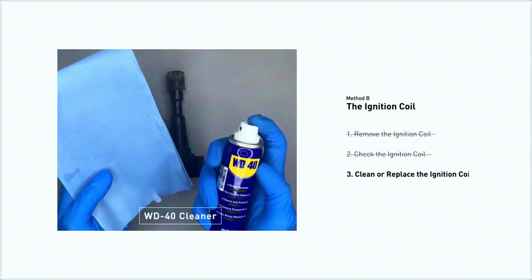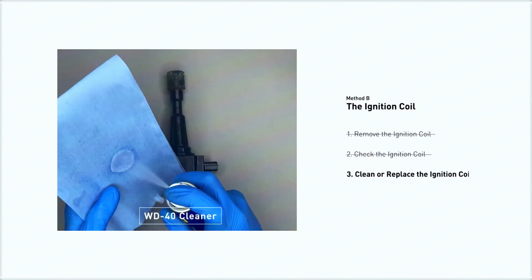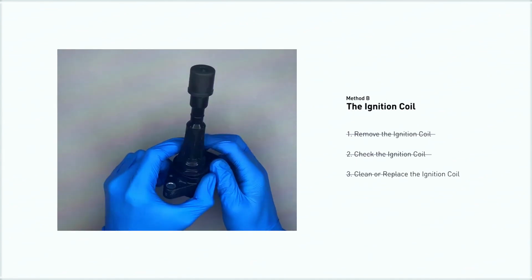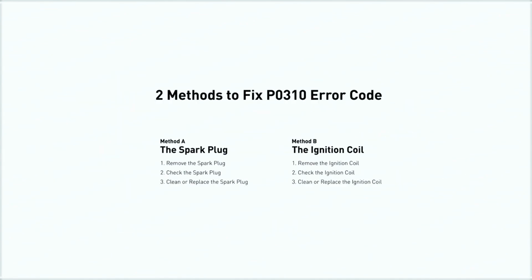If the ignition coil is covered with engine oil or stains, simply clean it with a WD-40 cleaner. Otherwise, replace the damaged ignition coil with a new one. So here are two of the most practical solutions to fix the P0310 error code.